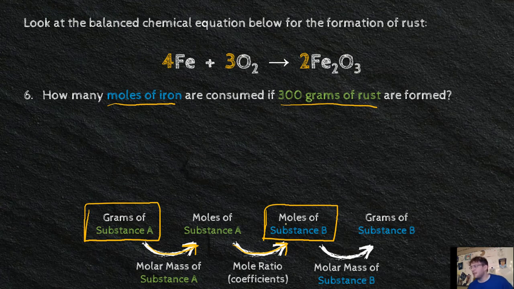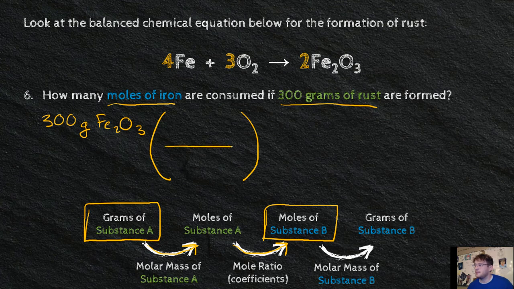Grams of a substance to moles of a substance. All right, so the first conversion I'm going to have to do is molar mass. And then the second one I'm going to have to use the mole ratio using the coefficients. All right, so as always, we're going to start with what we're given. Okay, we're going to start with what we're trying to convert. 300 grams of rust, Fe2O3.